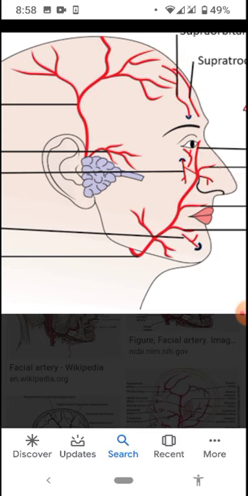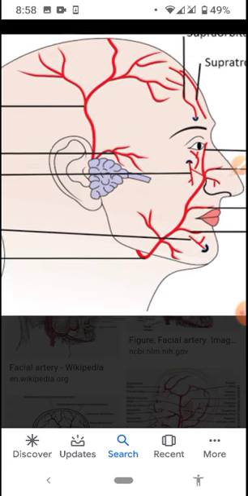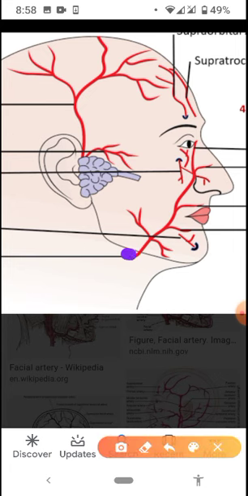The blood supply of the face. In the picture, one is this and the other one is this. Okay, and many other small branches are here which are anastomosing with each other, but mainly only two arteries are supplying. One is the facial artery, this one, and this one is the superficial temporal artery. The superficial temporal artery and the facial artery are the two main arteries.